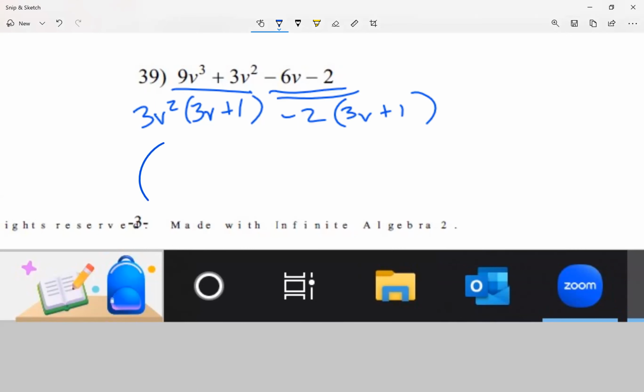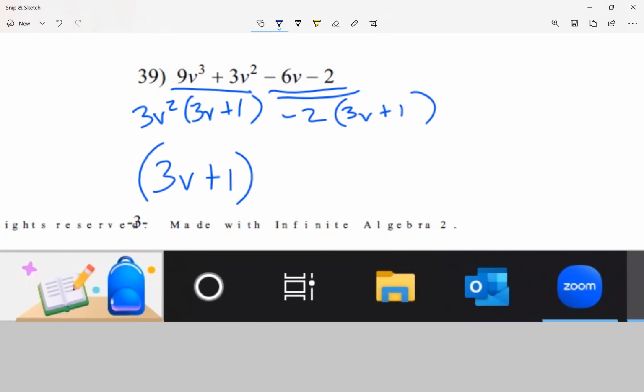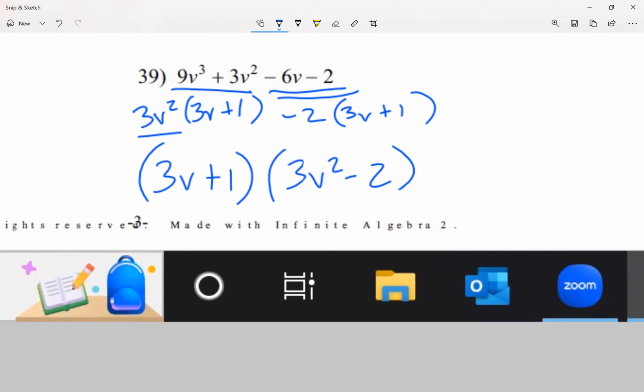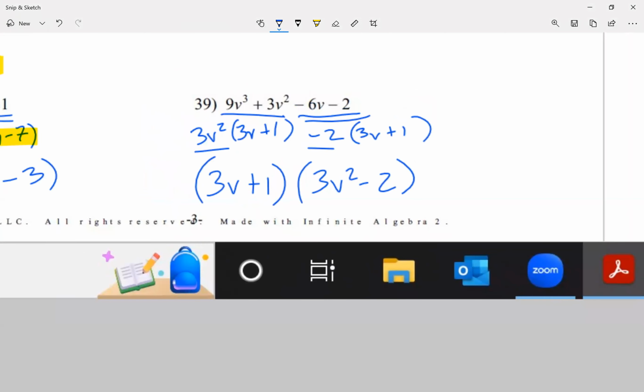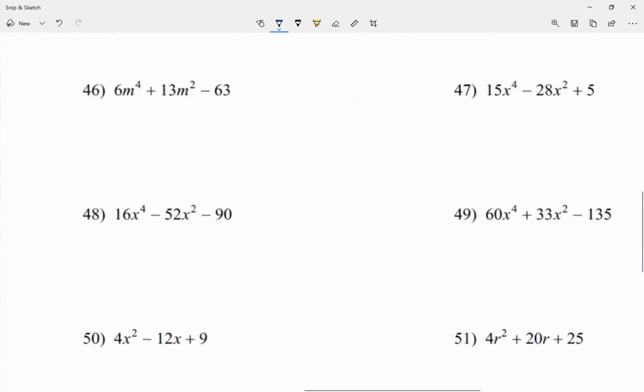So my factors are going to be, one of them is 3v plus 1 because it's the common parentheses. My other parenthesis is going to be 3v squared minus 2. Basically what I have on the outside. Again, the order of the parentheses doesn't matter, so you're good. If you write one parenthesis before the other or the other before the one, right? The order of the parentheses doesn't matter.